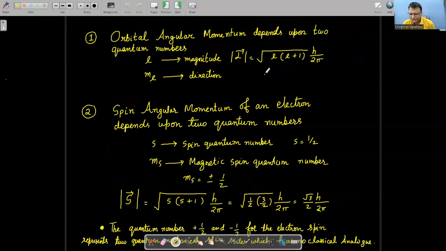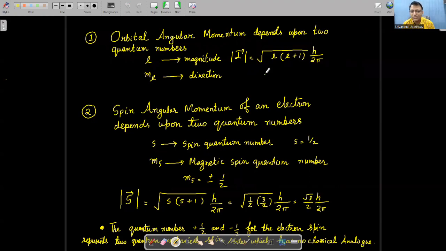Moving to the next point, this is very common in JEE Mains as well as very important in JEE Advanced also. So be careful about these points. I have already discussed that students are confused about orbit angular momentum. Orbit angular momentum is in Bohr's theory, and mvr is nh upon 2 pi. So it depends on principal quantum number, but in Schrodinger wave mechanical model, orbital angular momentum is there.